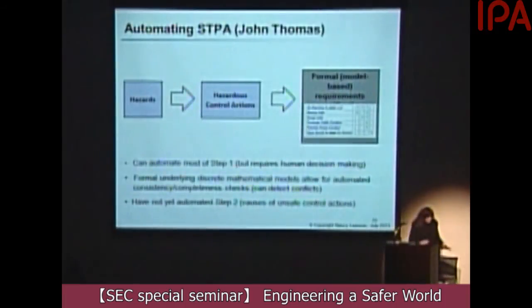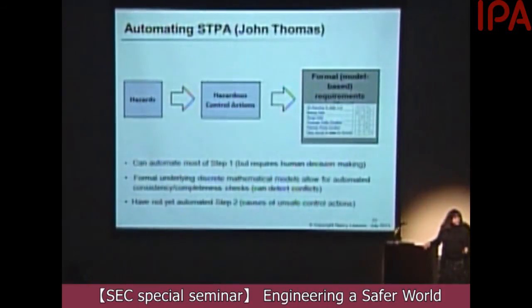Now, more good news. We've discovered how to automate a lot of the process. Whereas most of the other techniques have to be done by a human, we can automate some of this, especially step 1, which we've been working on so far. I think we can automate parts of step 2. John Thomas, one of my brilliant graduate students who's now finished, Dr. Thomas, we can take the hazards, generate the hazardous control actions automatically, and then generate model-based requirements.